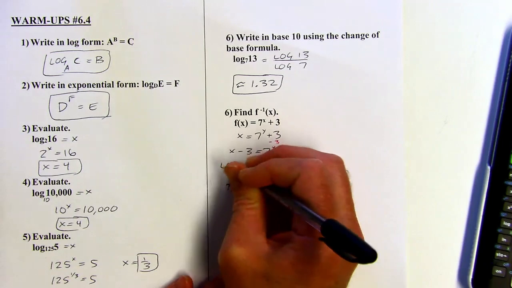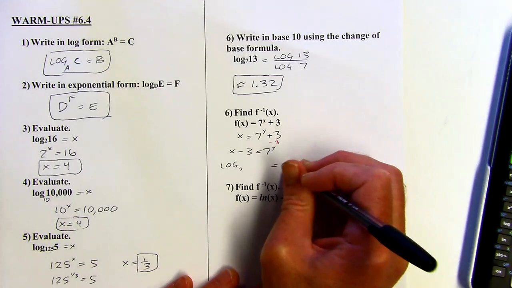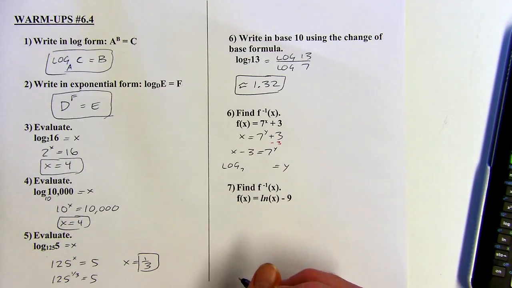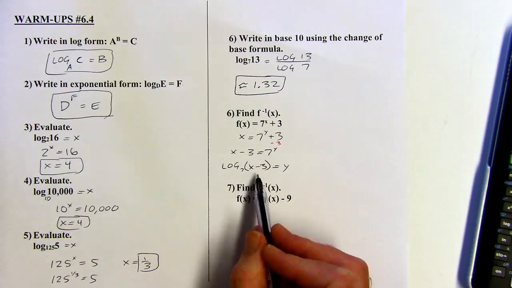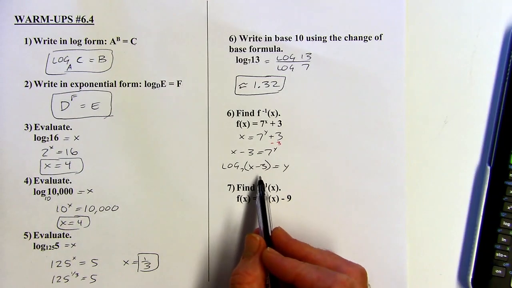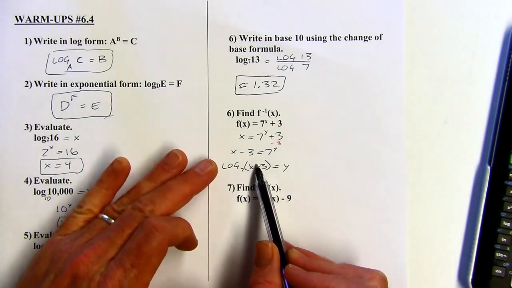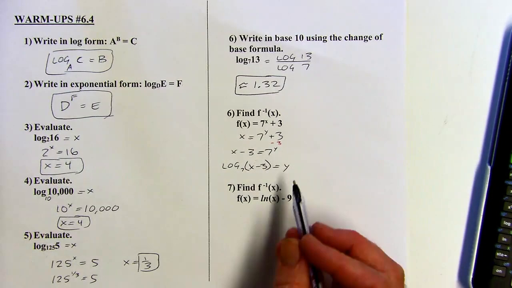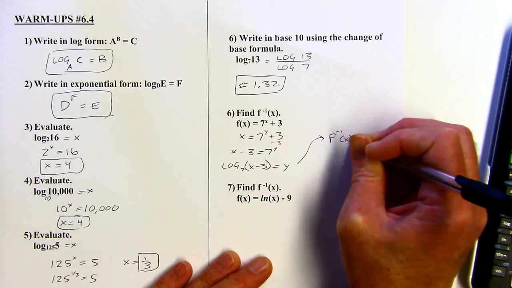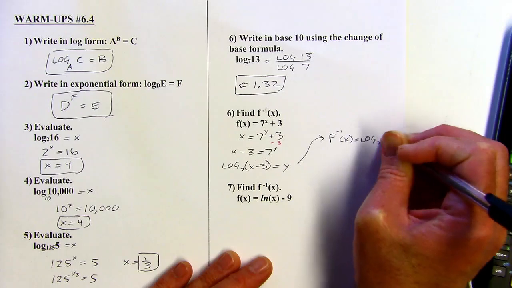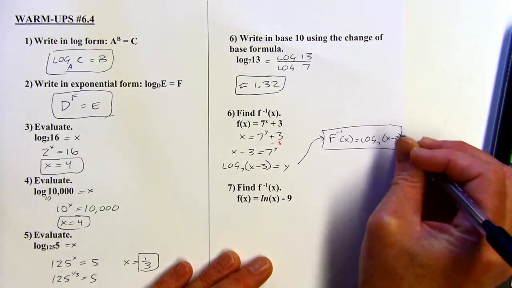So in log form, my base is 7. The exponent gets isolated. That's what I wanted to happen. I wanted to isolate the y. And then the contents of the log is going to be the quantity x minus 3. And it's good to use parentheses to show that the negative 3 is inside the log, because it would be different if you had log base 7 of x and then subtracted 3 afterwards. That shows clearly what part is inside. And then I'm just going to put this back in function notation. And there is the inverse of that function.